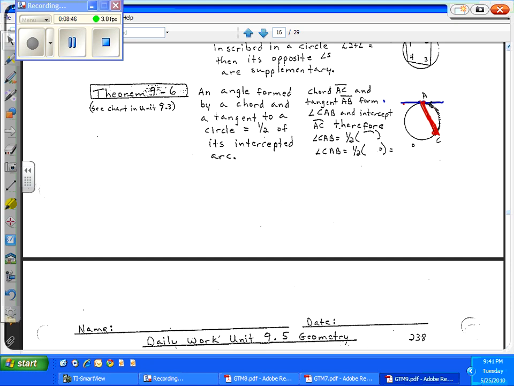We're actually talking about this angle here. The arc that angle intercepts is this arc. That angle in black is going to be half of the arc in green, okay?